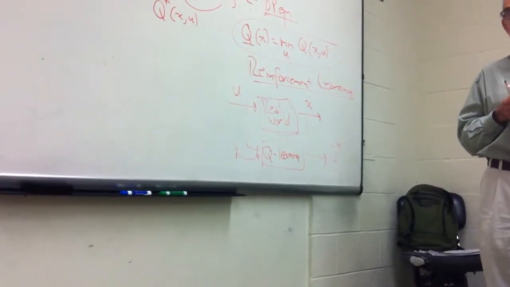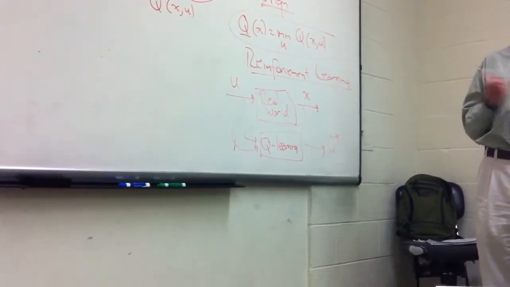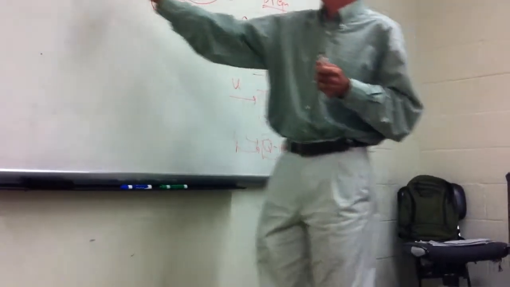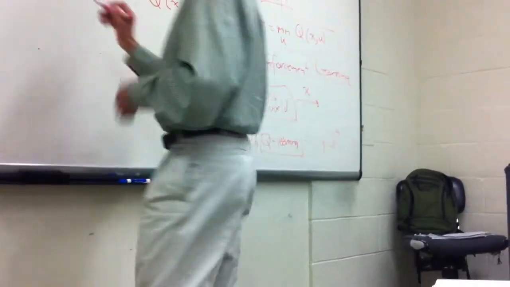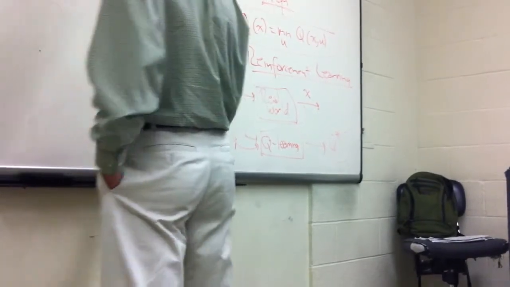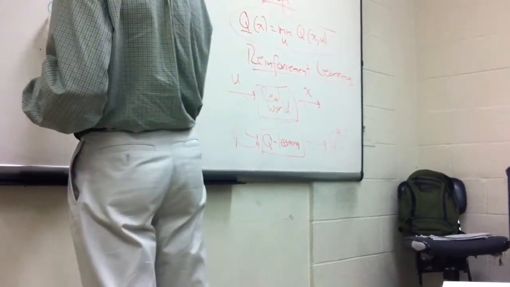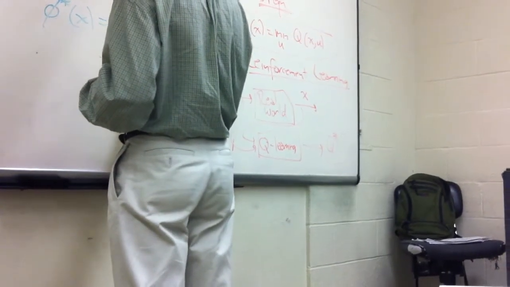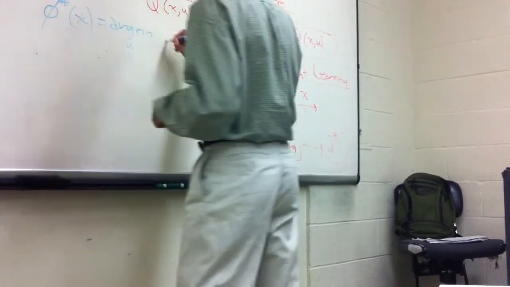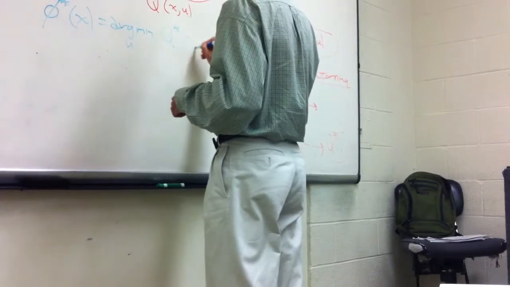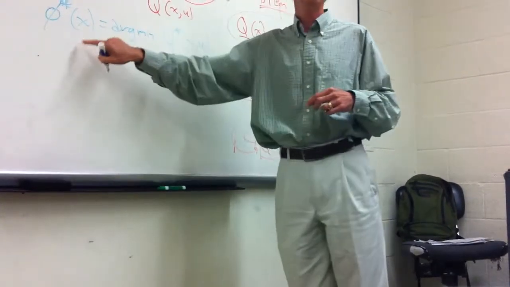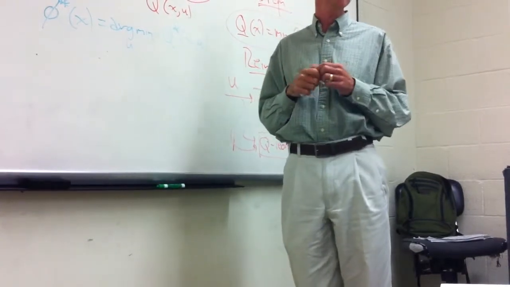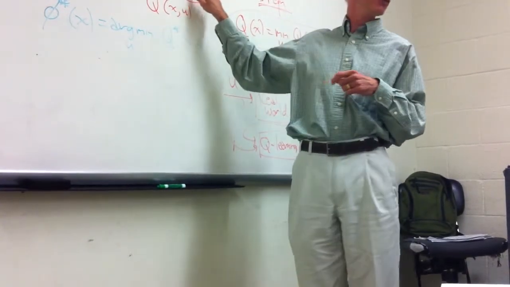So if we know the Q function, we know all the dynamics? No, not at all. I don't care about the dynamics. We know the policy, because the minimizer here is the optimal policy. We want to know the optimal policy, and the dynamics might not be of interest to us at all.